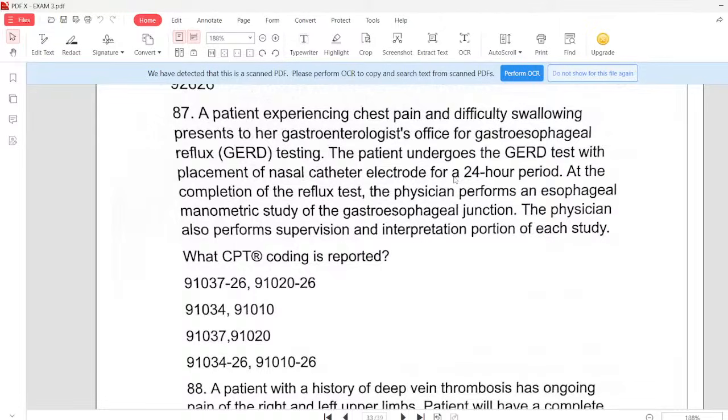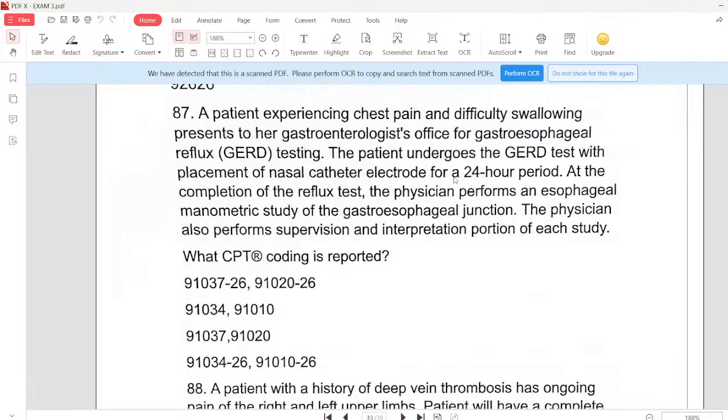91010 is the study of esophageal manometric. So you can eliminate option A and option C. Both are wrong, because check the second code, 91020. It is related to gastric motility manometric study, but we want esophageal manometric study. So eliminate option A and C.